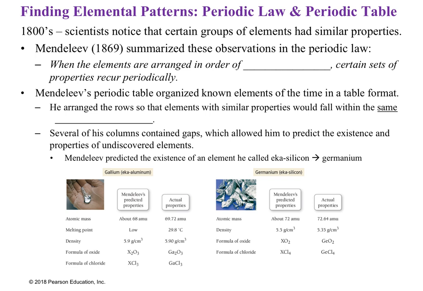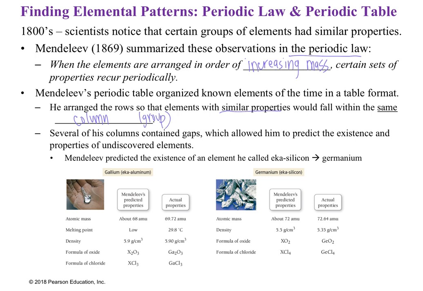In the 1800s, scientists were noticing that certain elements had similar properties. So Mendeleev in the mid-1800s summarized that as the periodic law, which says that when you arrange elements in order of increasing mass, then the properties are going to recur periodically. So we're going to keep cycling through and see similar things. So initially that was the format, and then he arranged the rows so that the elements that had similar properties fell in the same column. Right, so that is the group.